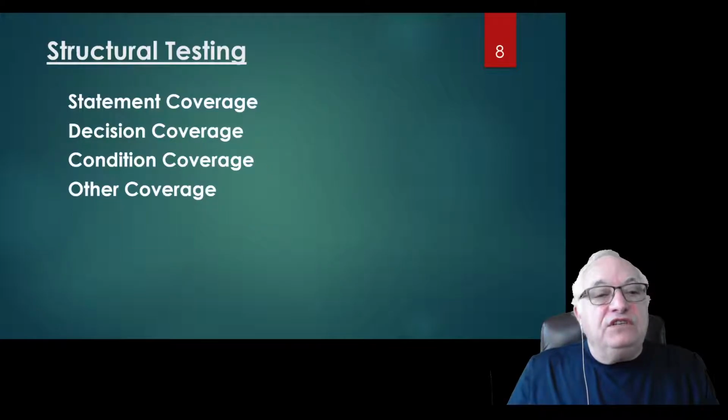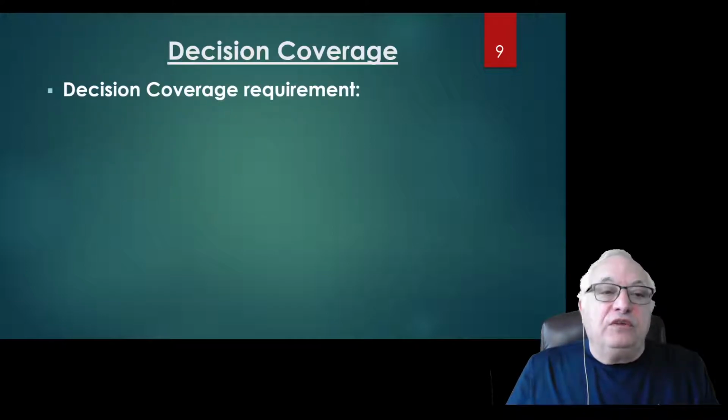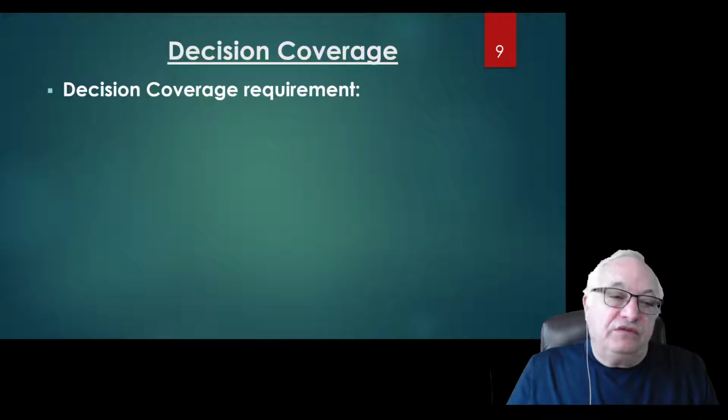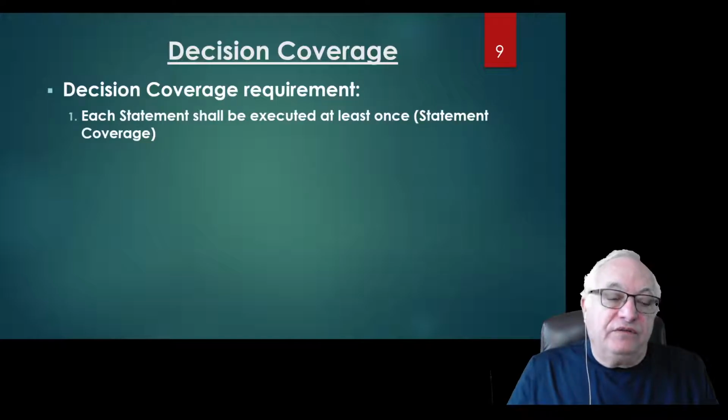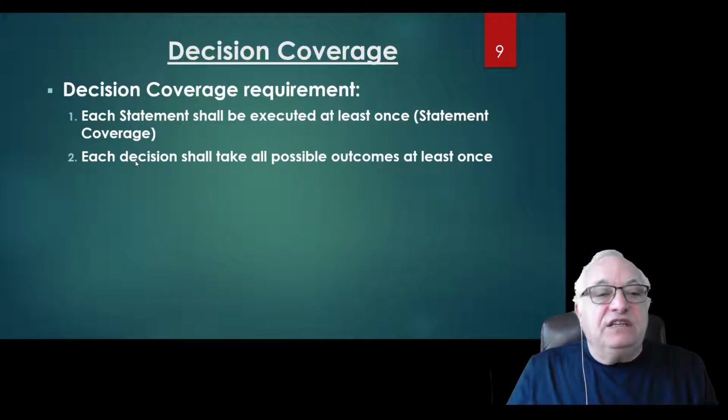Okay, let's go to decision coverage. Now again, if you got the requirement to do decision coverage, you would read something like this. First, you're going to have to do statement coverage. That means each statement shall be executed at least once. Next, each decision shall take all possible outcomes at least once. That means that every time we get to a decision, we're going to have to go through the true and false for that decision.